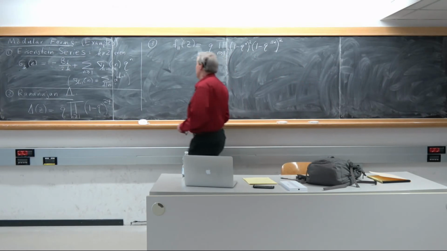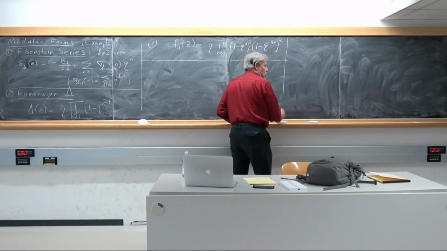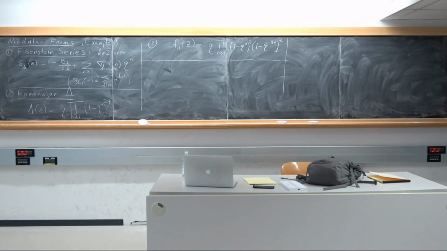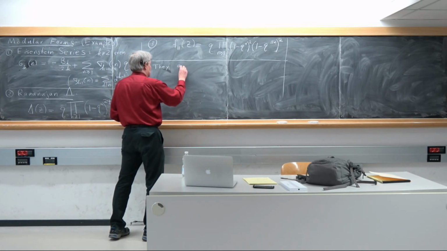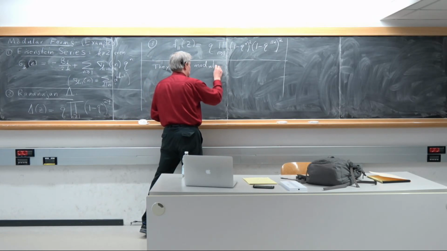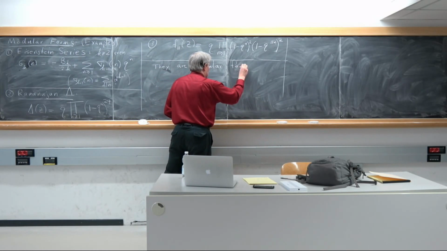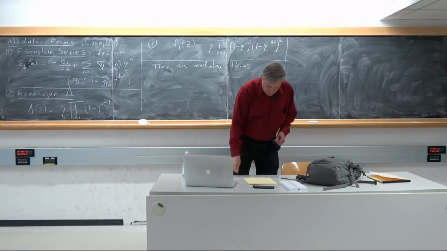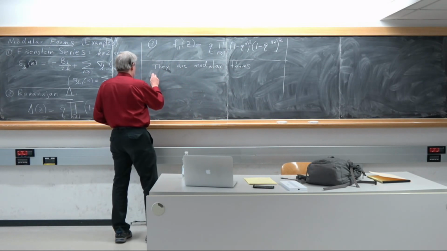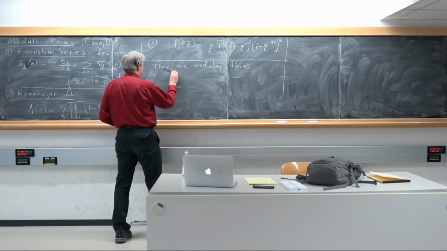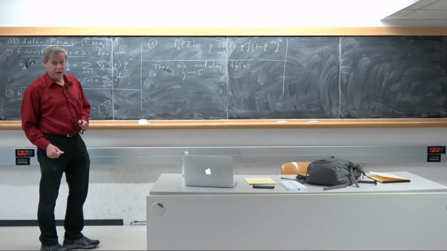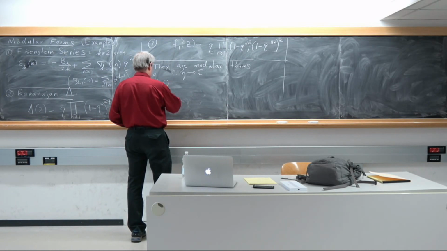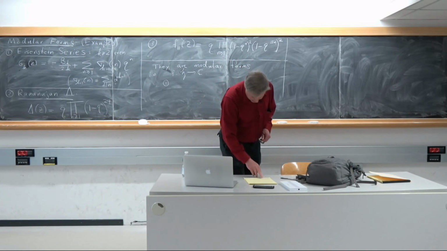So let's just talk a little bit about them. I'll be talking about these for the next 15 or 20 minutes, talking about these three examples. Okay? So what about them? Well, they are modular forms. What does that mean? What's a modular form? They're all functions on the upper half plane taking complex values. They're holomorphic.